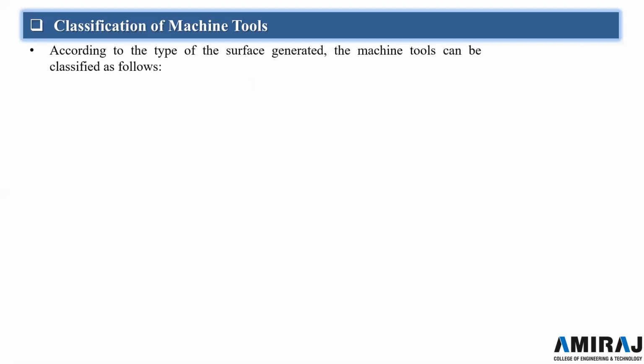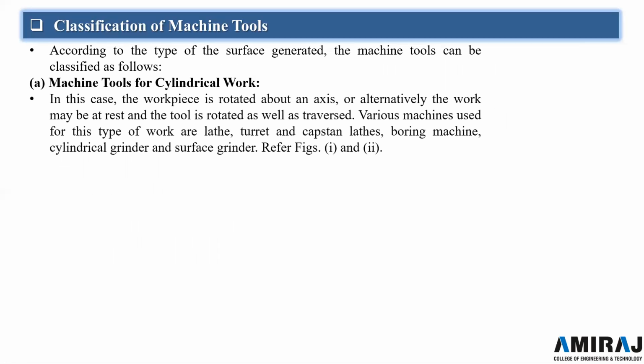So further classification, according to type of surface generated, as we discussed, that is cylindrical. There you can see the lathe machine. The first one is the lathe, and the second one is grinding. You can check that a cylindrical surface is produced in both of the forms.